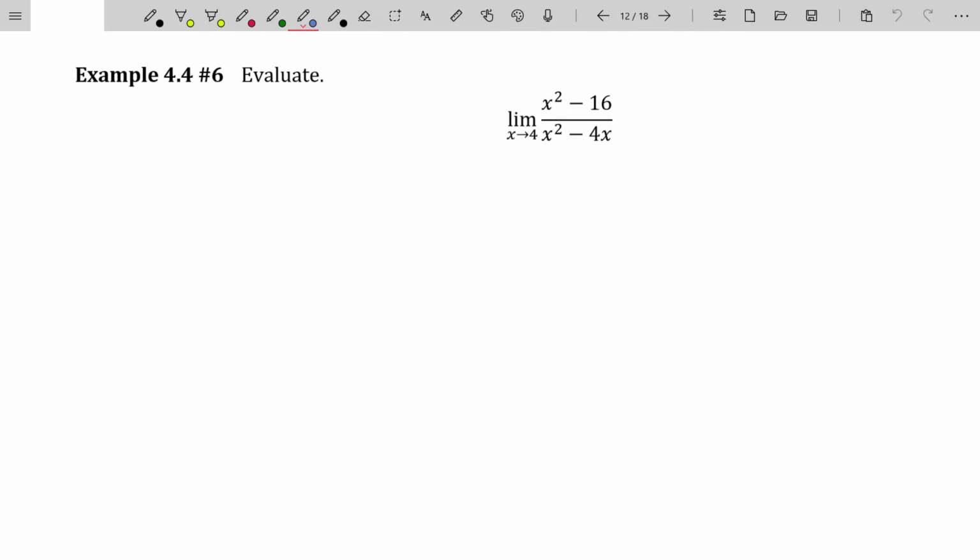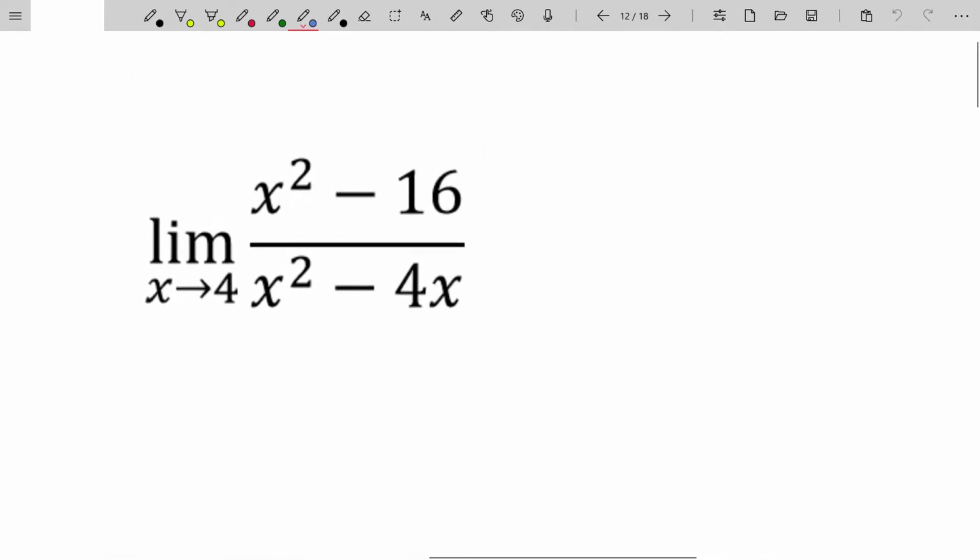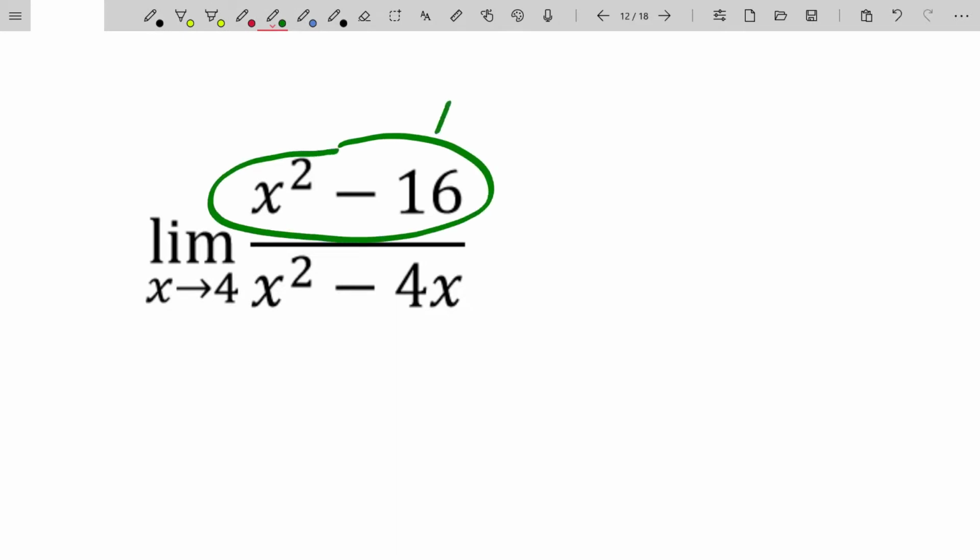Now, as a final example in this video, you are being asked to evaluate this limit right here. Limit as x approaches 4 of x squared minus 16 over x squared minus 4x. If you just dive into L'Hopital's rule, you will see that this is definitely 0 over 0. However, as I've always mentioned, arithmetic before algebra, algebra before trig, trig before precalculus, precalculus before calculus. Rather than performing my calculus first, I'm going to perform some algebra first.